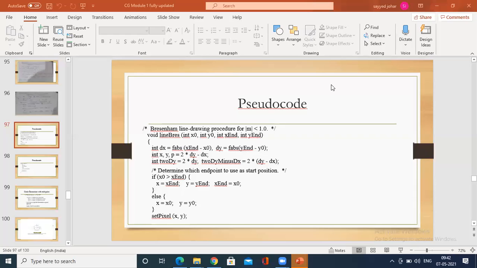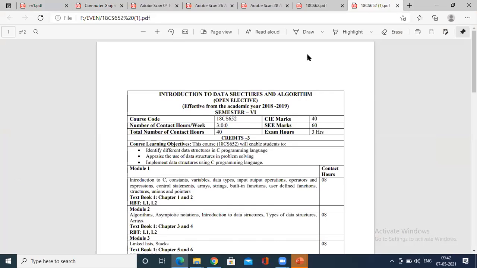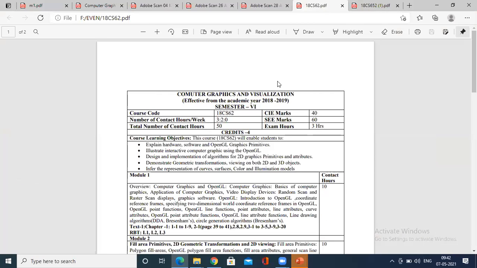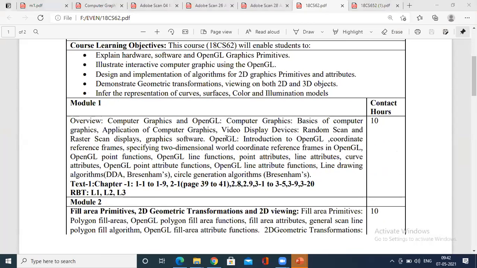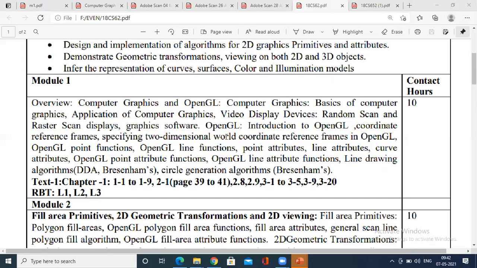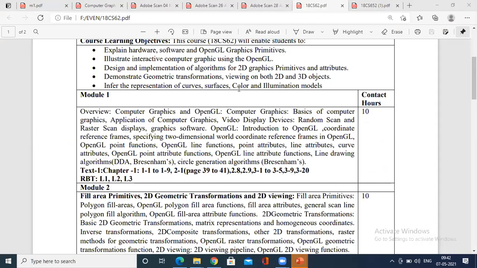In the last two sessions, we have seen Bresenham's line drawing algorithm, and we also solved one problem last class regarding Bresenham's and gave an assignment in the Google Classroom. I suggest you go through the problem, solve it, and circulate it in the Google Classroom. Similarly, we have problems on Bresenham's circle drawing.